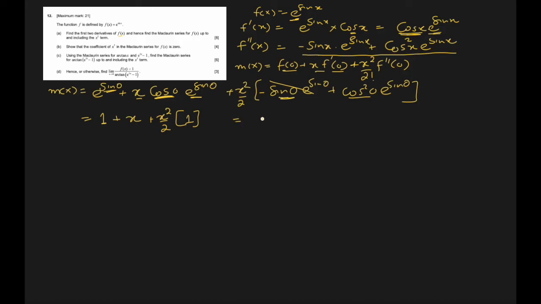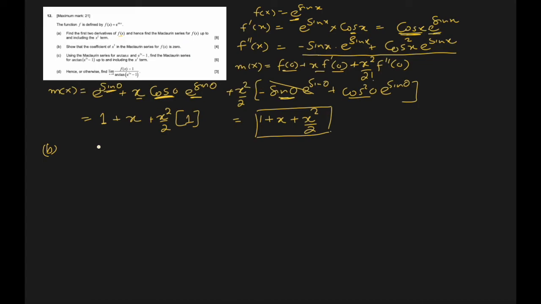So what do we get? We get 1 plus x square over 2. This will be the answer of A part. Let's move on to B part. Show that the coefficient of x cube in Maclaurin series for f(x) is 0.